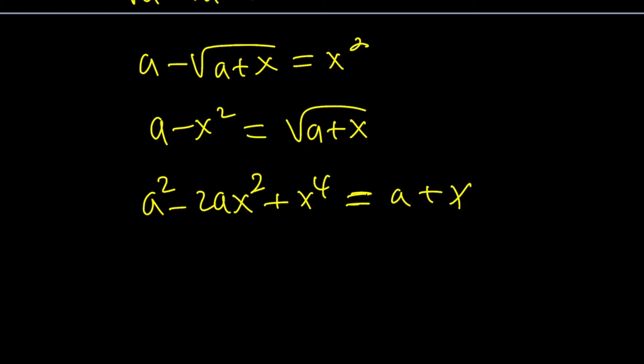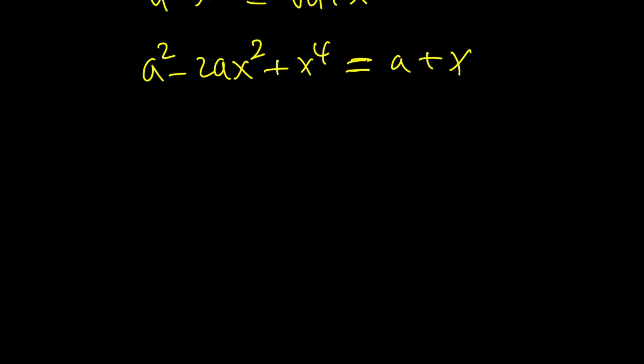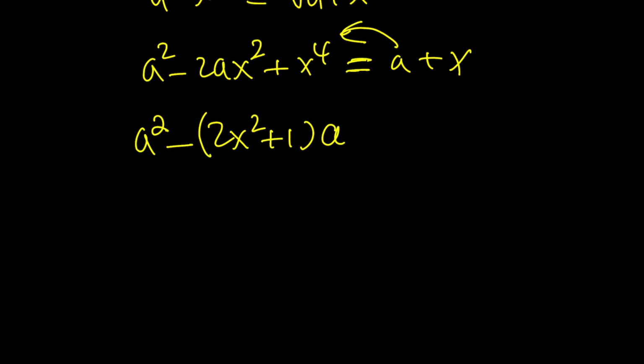We have an a squared and an a. We can make it a quadratic in a. That's the coolest part. So we can write it like this: a squared minus 2x squared a, but there is going to be another a coming from here, a minus 1. So we can write it as negative 2x squared plus 1 in parentheses multiplied by a. That's basically going to give you negative 2a x squared minus a. Make sense? Plus x to the fourth minus x equals 0.